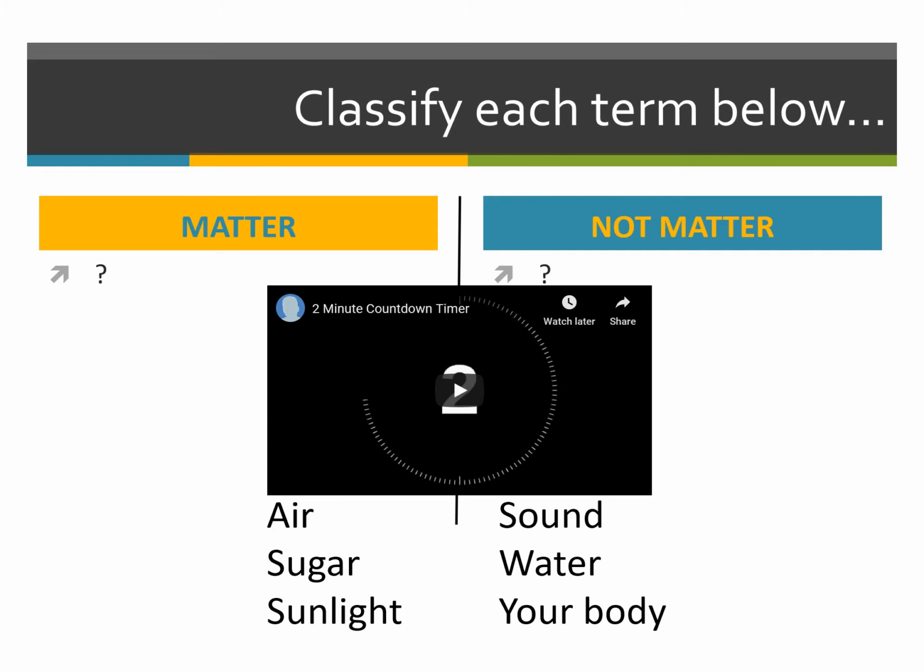What I want you to do is take about 2 minutes to classify each term below into matter or not matter categories. So we have air, sugar, sunlight, sound, water, and your body. Go ahead, take about 2 minutes.